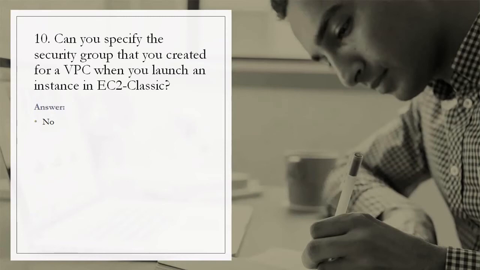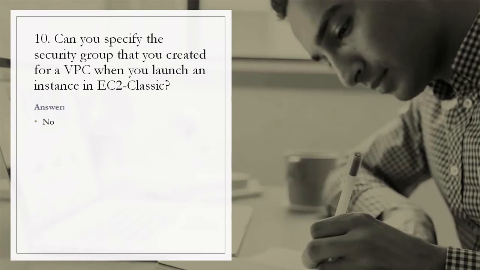Question number 10. Can you specify the security group that you have created for a VPC when you launch an instance in EC2 Classic? Answer is no. So basically it's a yes or no type question, so you have to select no.